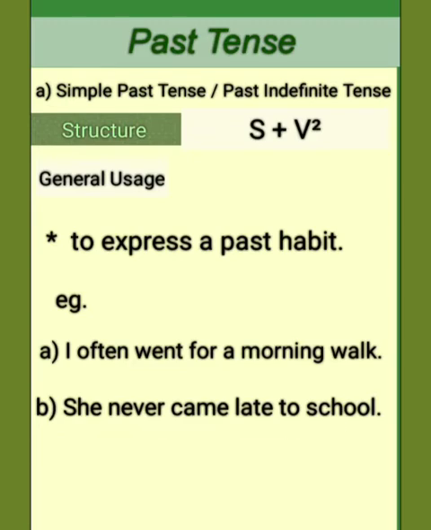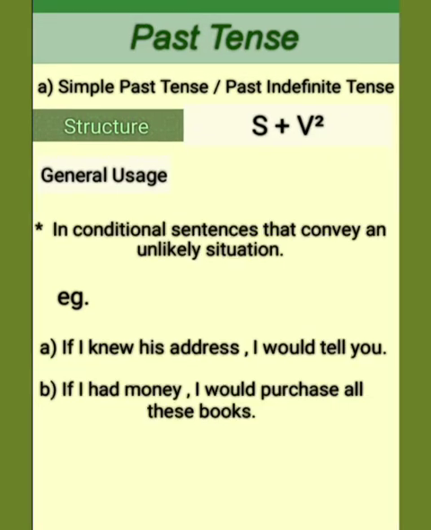Simple past is also used in conditional sentences that convey an unlikely situation. For example, if I knew his address, I would tell you. Sentence number 2, if I had money, I would purchase all these books.